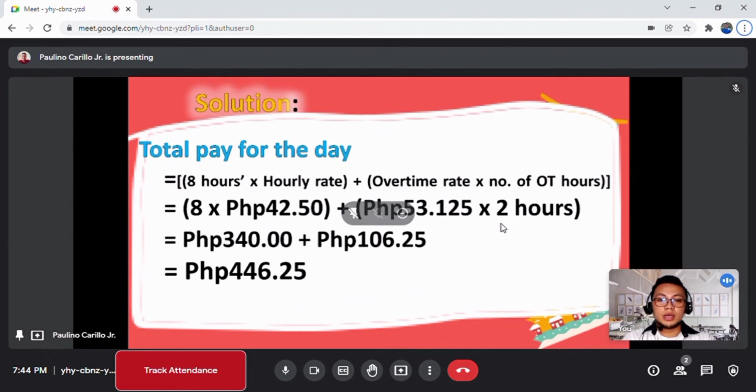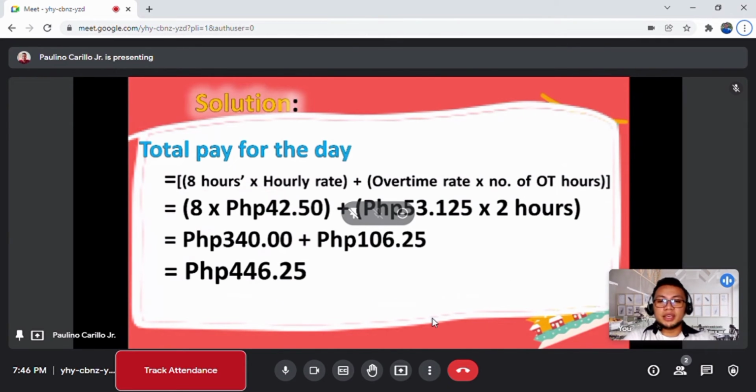Why do we multiply it by 2 hours? Because Myrna is requested to work for 10 hours, and her regular working hours is just 8 hours. Then the exceeding hours, which is 2 hours, is the couple of hours Myrna will work for her overtime. Therefore, we need to multiply this overtime rate of Myrna by 2 hours. Using our calculator, we get 340, plus this 106, which is just the product of these two. And then we simply add and we'll get the total pay of Myrna for the ordinary day, which is 446 pesos and 25 centavos.